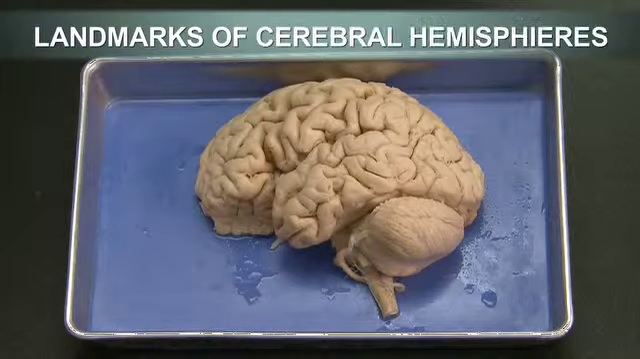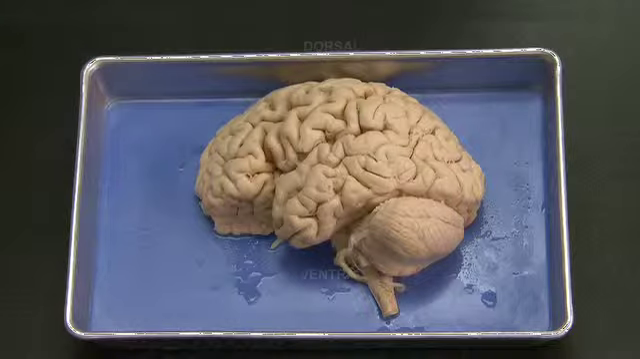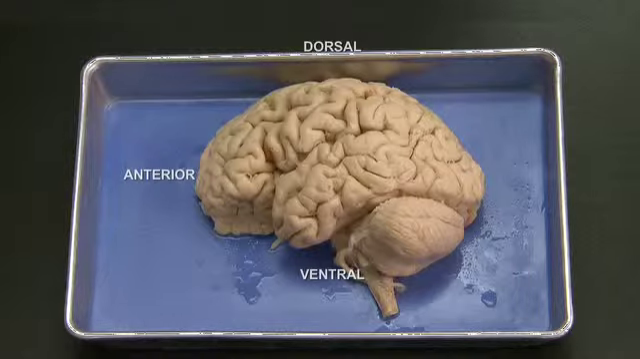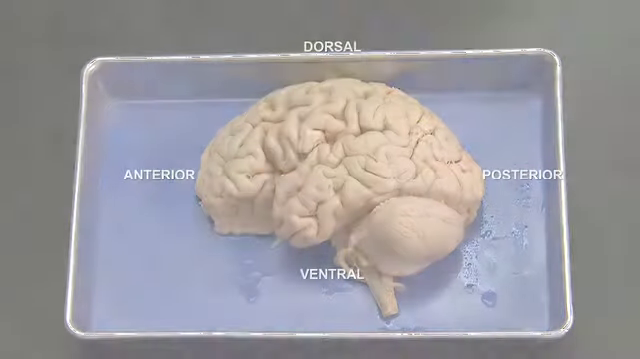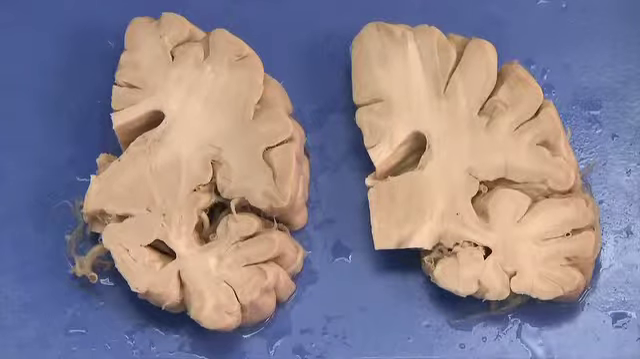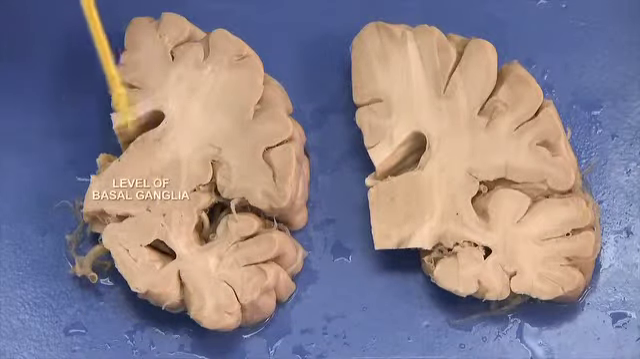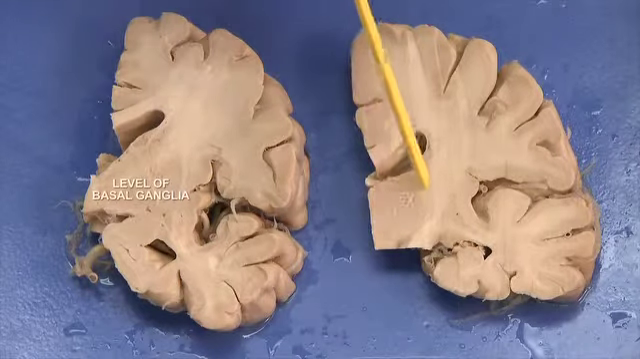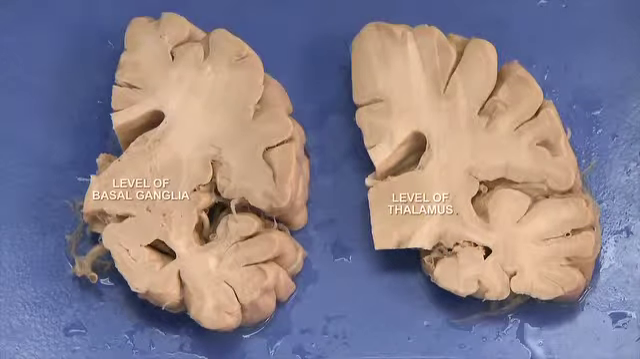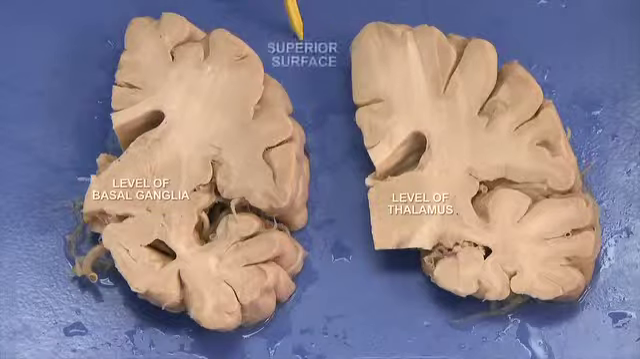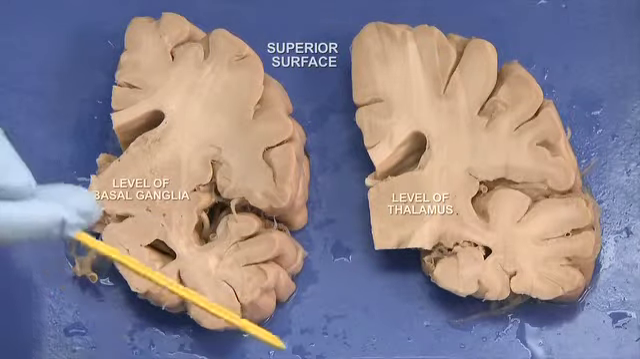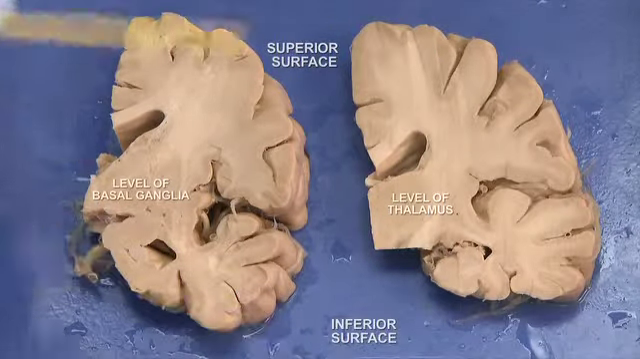In this video, we will learn about landmarks in the cerebral hemispheres that are a useful anatomic reference system. This is a lateral view of the human brain. This is anterior and this is posterior side. These are coronal sections of the human brain at the level of basal ganglia and the level of thalamus. And this is the superior surface and this is the inferior surface.